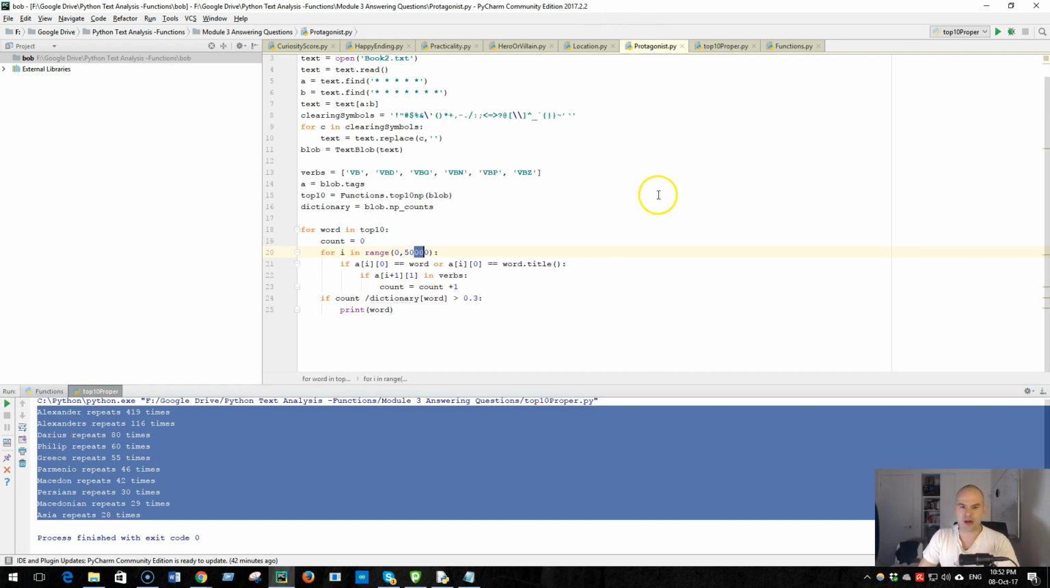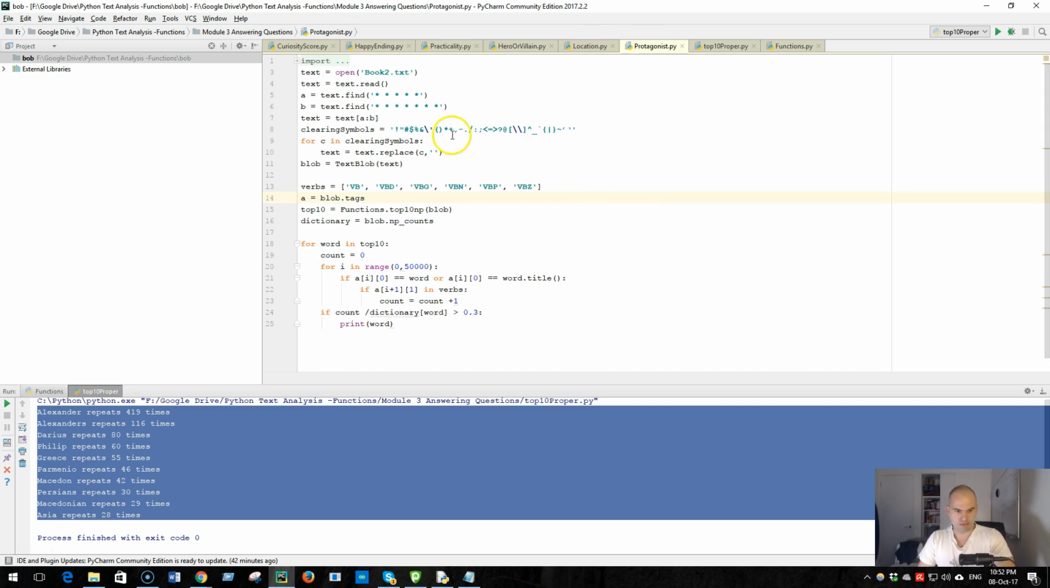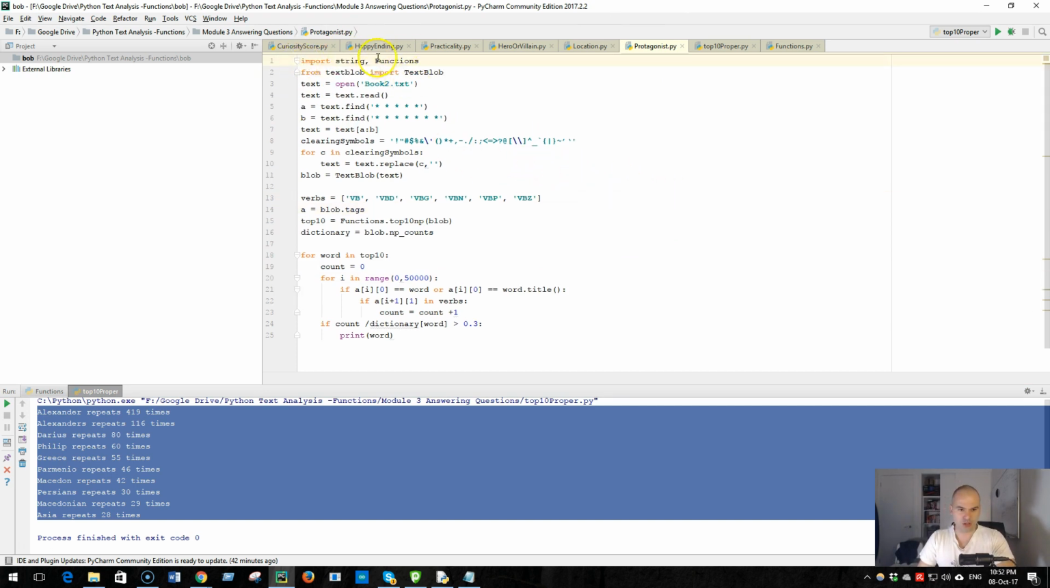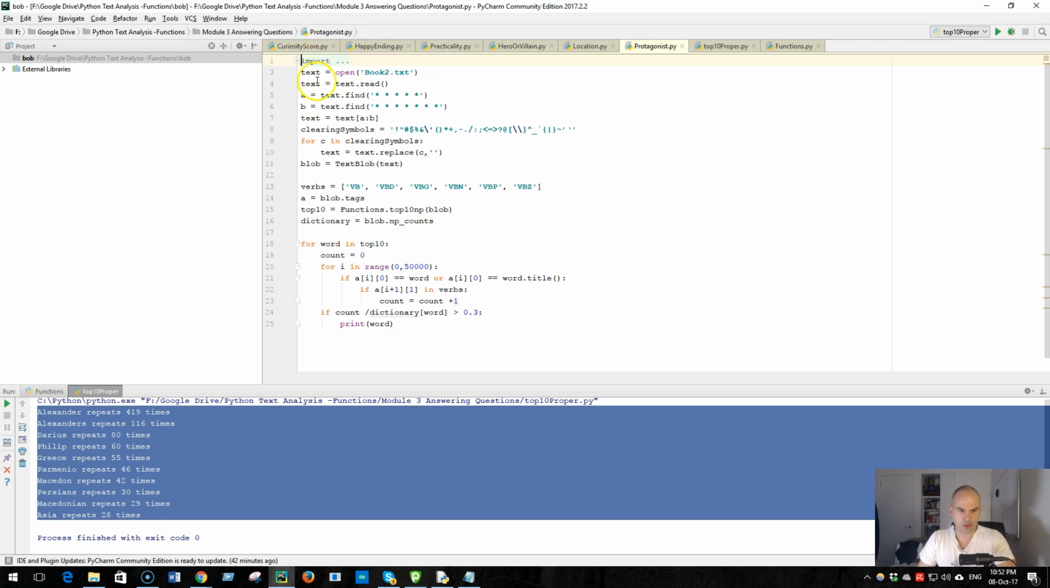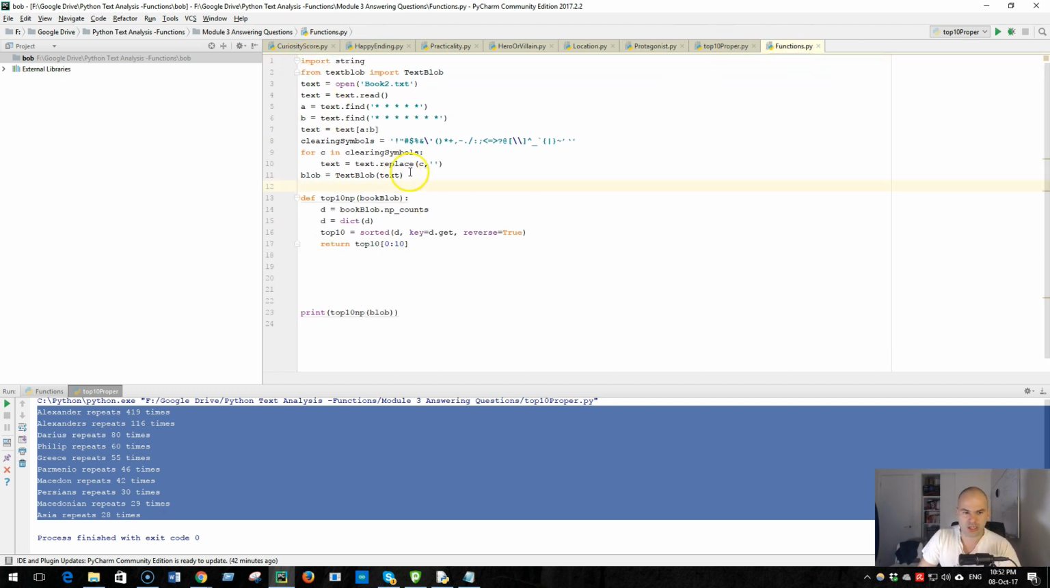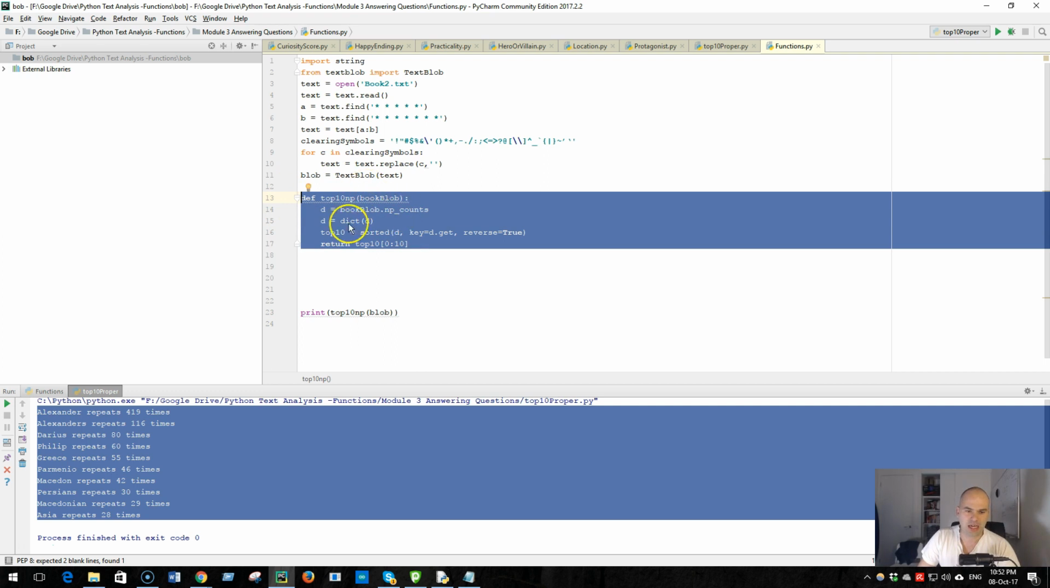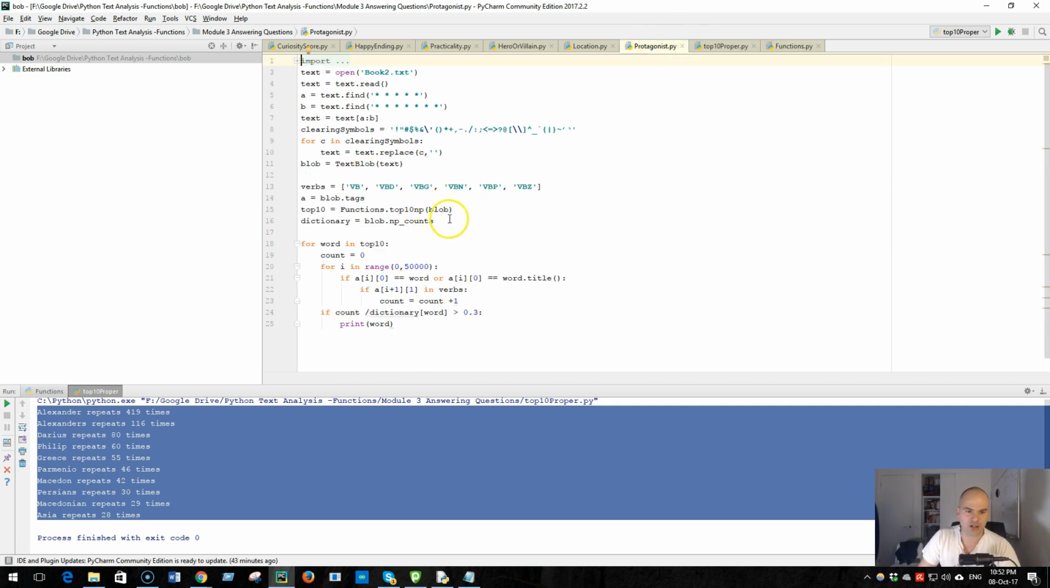So check this out. Here we do the same thing. We import string functions, TextBlob, etc. This program that you just saw, I packed into a function that generates the top 10 words in a book, and I use that here. In this program, we use something called tags. blob.tags takes this entire book and every word is categorized with a tag.